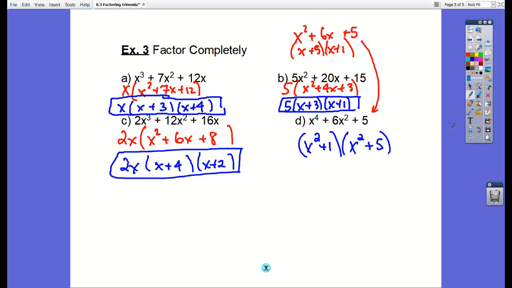So anytime your first exponent is double the second exponent, this will work. So this is the same thing if this were x to the 10th plus 6x to the 5th plus 5. The answer would be almost the same, x to the 5th plus 1 times x to the 5th plus 5. Right? Anytime the first exponent is double the second.